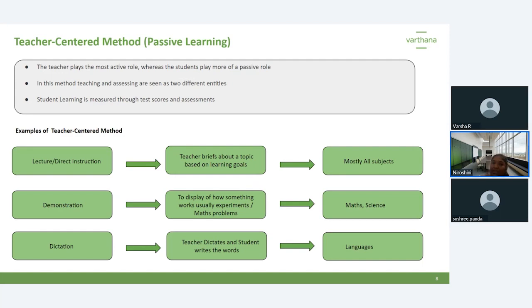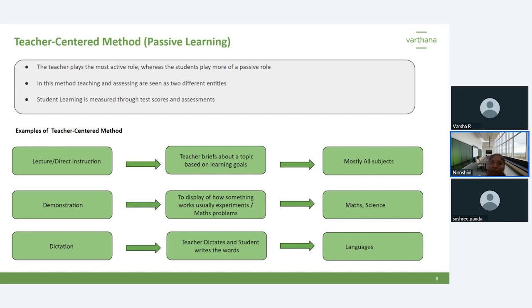In this method, teaching and assessing are totally two different entities. We deliver the lesson, and then we assess the child to understand whether the child has got the concept. That is something we do in assessing. So these are two different entities in total. And student learning is measured through test scores, as I mentioned earlier, and assessments.